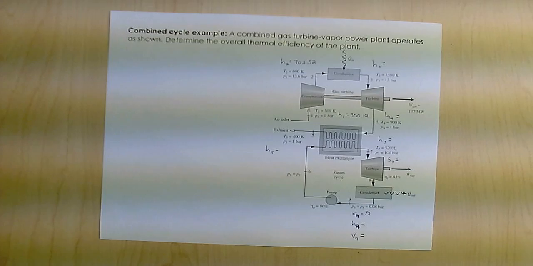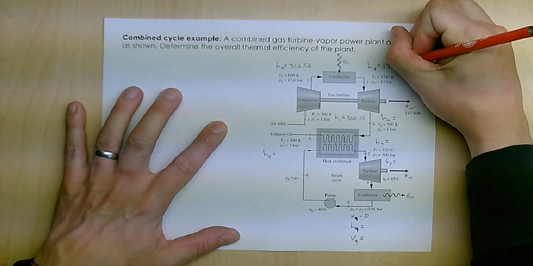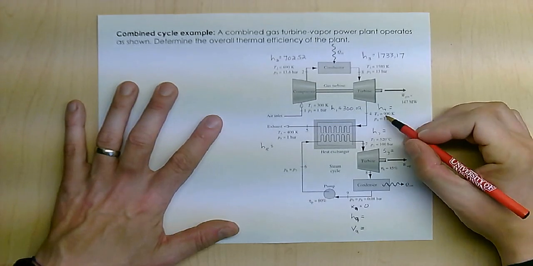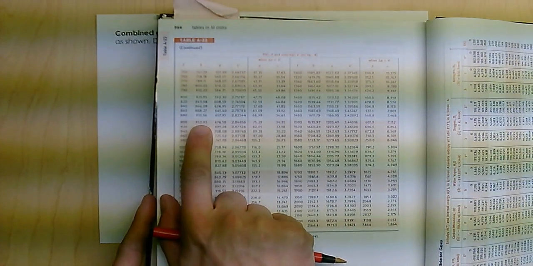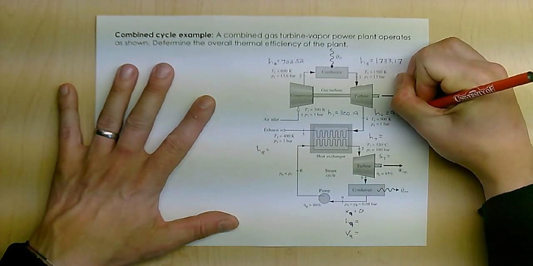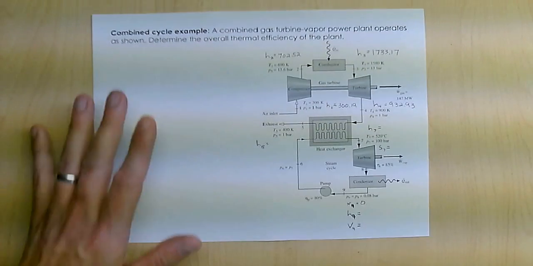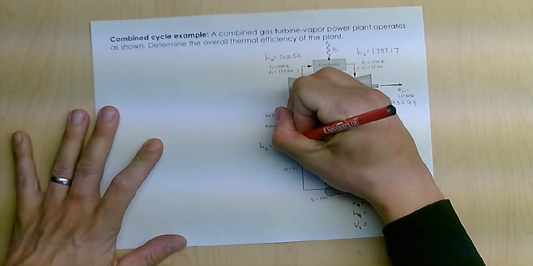Then H3 is 1580. So that's going to be on the next page, 1580. And I get an H of 1733.17. T4 is 900, so my H value at 900 is 932.93. And then T5 is 400, so I look up my H value, and that's 400.98, given right there. So those are my air values.